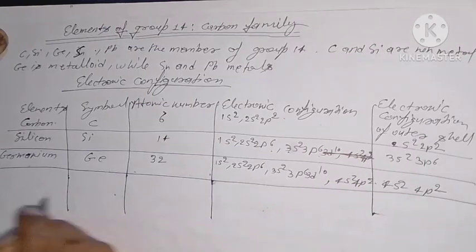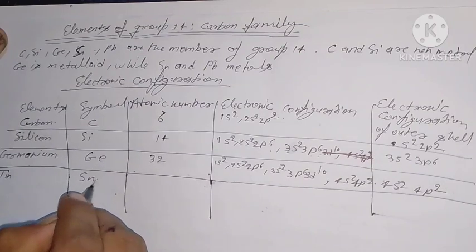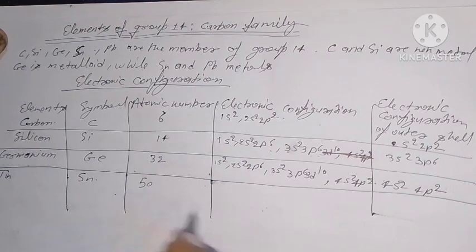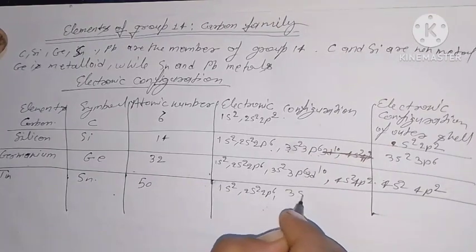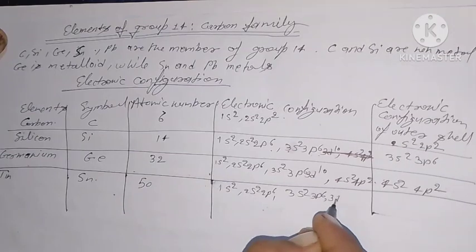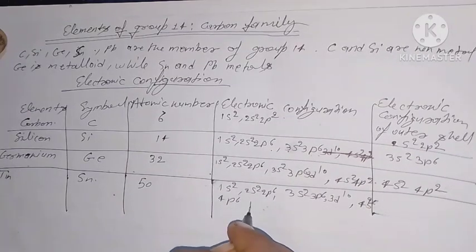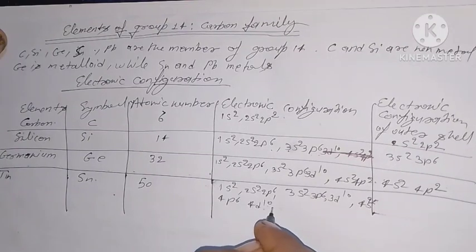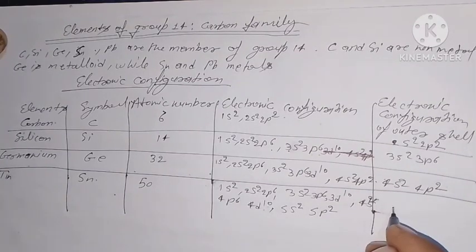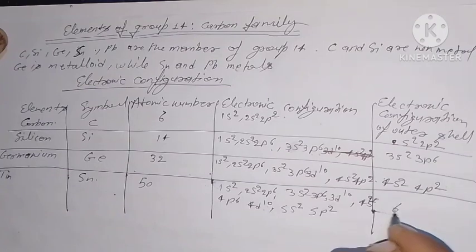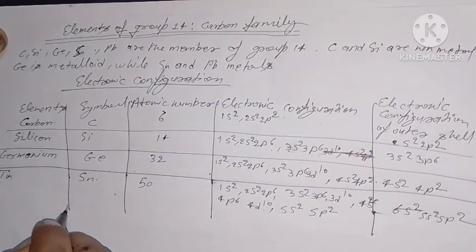After germanium, next is tin, symbol Sn, atomic number 50. Electronic configuration: 1s2, 2s2, 2p6, 3s2, 3p6, 3d10, 4s2, 4p6, 4d10, 5s2, 5p2. The outermost electron configuration of the outer shell is 5s2, 5p2. Okay, next point.